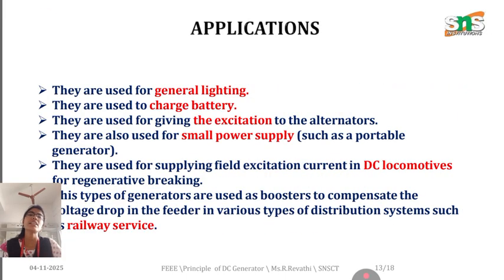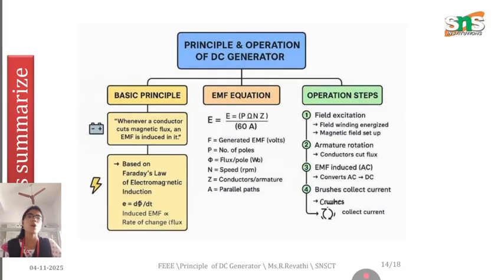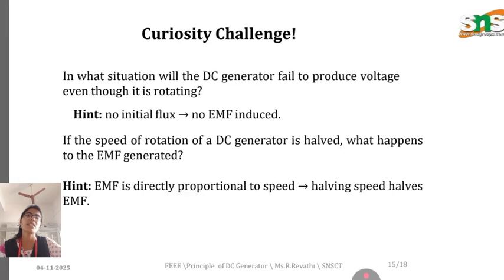The applications are mainly charging batteries, DC locomotives, small power supplies, giving excitation to alternators, general lighting, field excitation in DC motors, regenerative braking, and various types of distribution systems such as railway services. The principle of operation is that whenever a current carrying conductor is placed in a magnetic field, the flux lines are cut and the EMF gets induced. These are the basic principles of a DC generator.